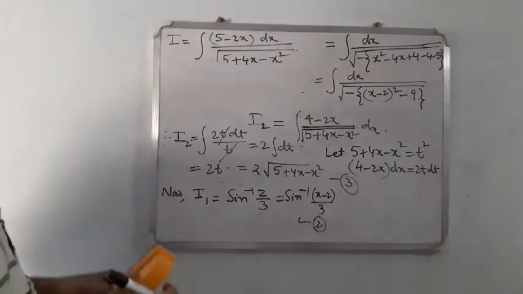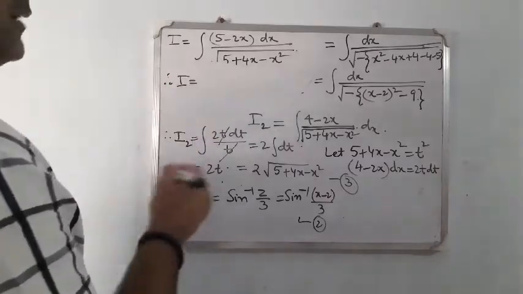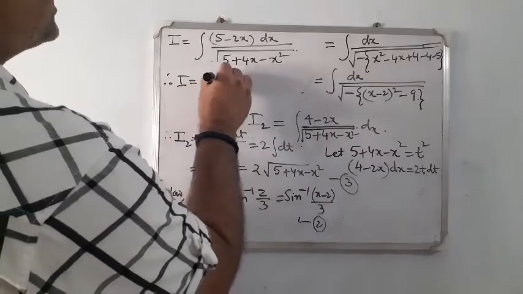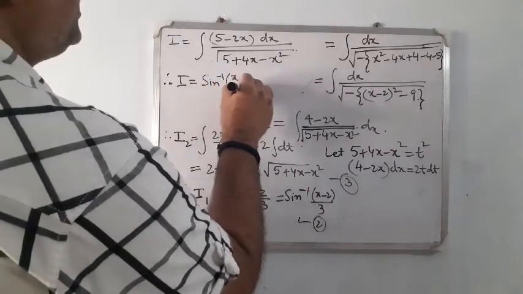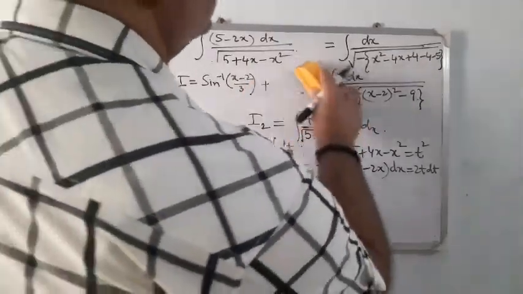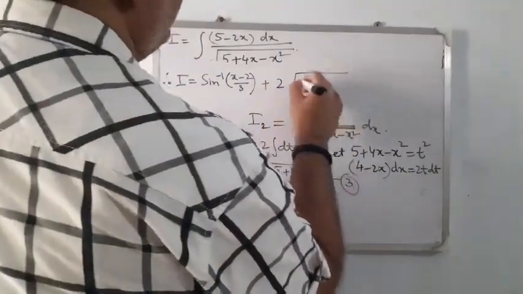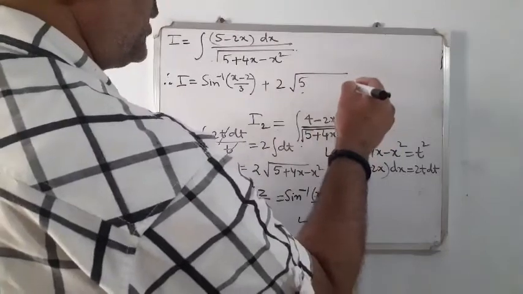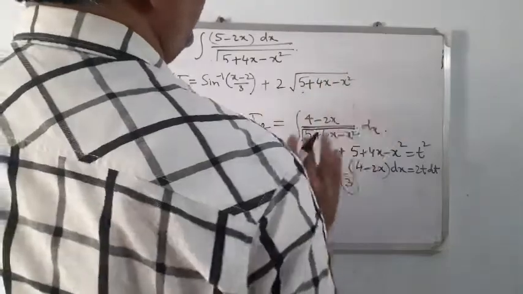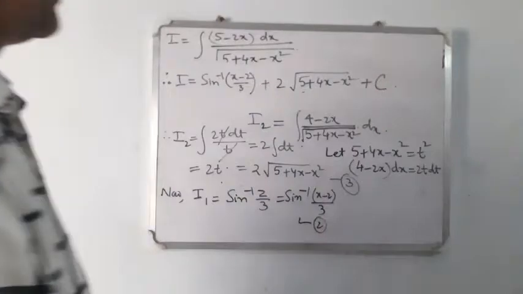Therefore, I is equal to I1 plus I2, what I have told you. So you just put down the value: sine inverse x minus 2 by 3 plus 2 root over 5 plus 4x minus x square, and then plus c. So this is your answer.